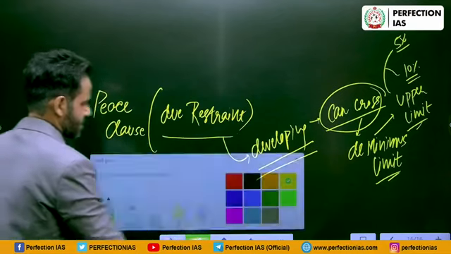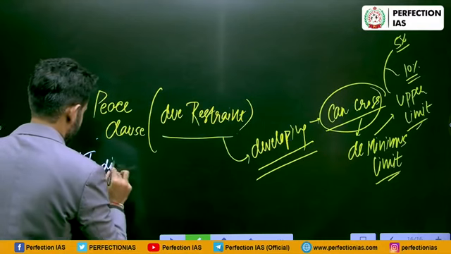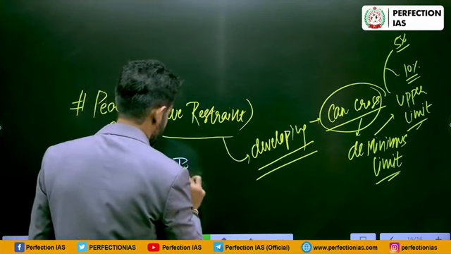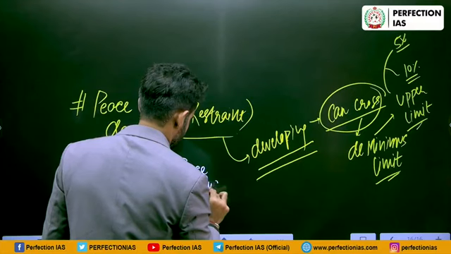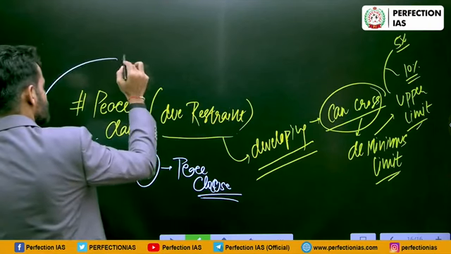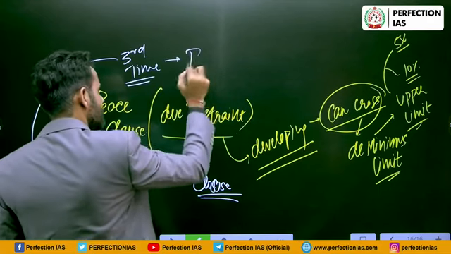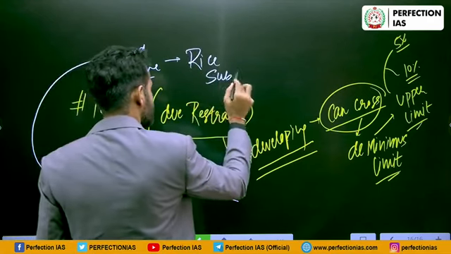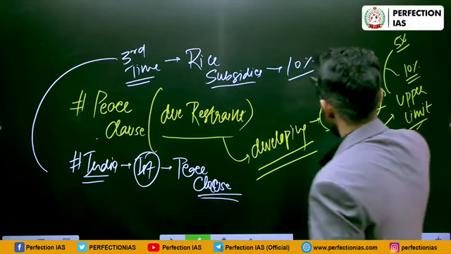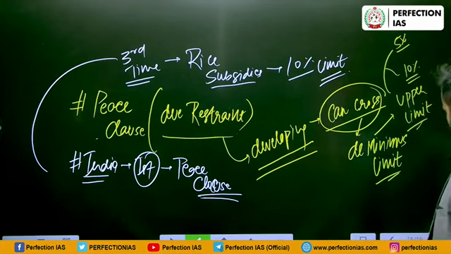It should be noted that our country India was first nation to invoke peace clause. And recently India invoked this peace clause for the third time. Why? Because our rice subsidies crossed the 10% ceiling limit. So that was all.